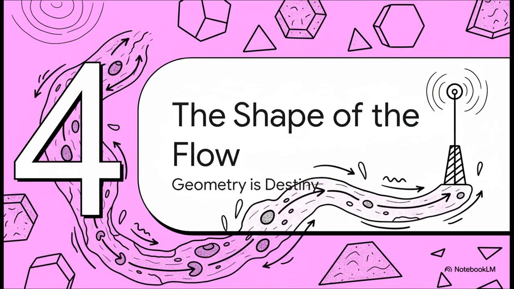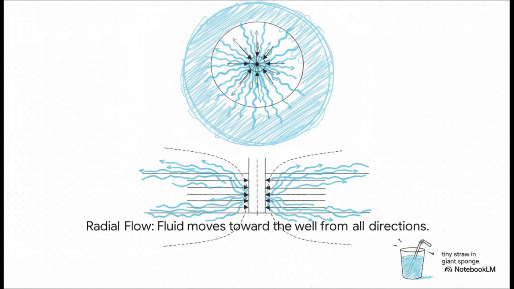Now let's think about the physical path it takes to actually get to the well. Because when you're talking about a reservoir, geometry is destiny. A well is basically a tiny little straw stuck in a giant rock sponge. So naturally, the fluid is going to converge on it from all directions, 360 degrees around. This is what's known as radial flow. The easiest way to picture it? Just think of water going down a drain.